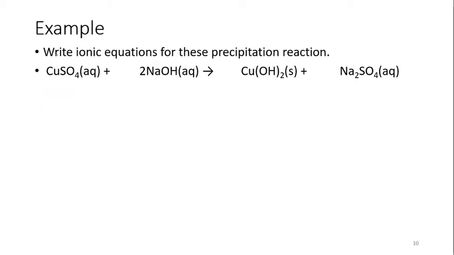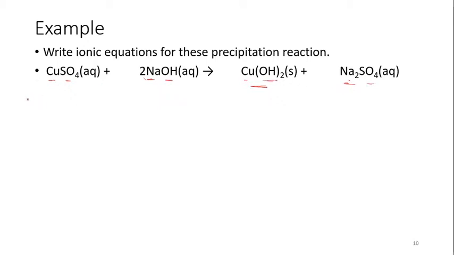Let's take another example. Write an ionic equation for this precipitation reaction, the reaction of copper sulfate with sodium hydroxide to give me copper hydroxide and sodium sulfate. First, I have to look if I have a balanced equation. So I have here 1 copper and I have here 1 copper. I have here 1 sulfate and I have here 1 sulfate. As for the sodium, I have here 2 sodium and I have here 2 sodium, and here I have 2 hydroxide groups and I have here 2 hydroxide groups.